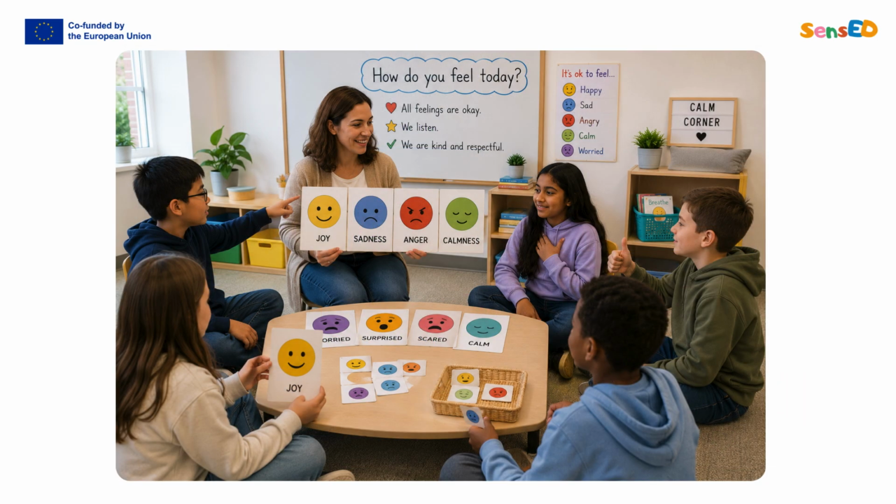Begin by introducing basic emotions. Show emotion cards representing feelings such as joy, sadness, anger, and calmness. Invite students to observe the facial expressions and discuss what each emotion might look or feel like. Ask a simple question: "How do you feel today?" Students may respond verbally, point to a card, use gestures, or simply choose an emotion image. All forms of communication should be accepted and valued.